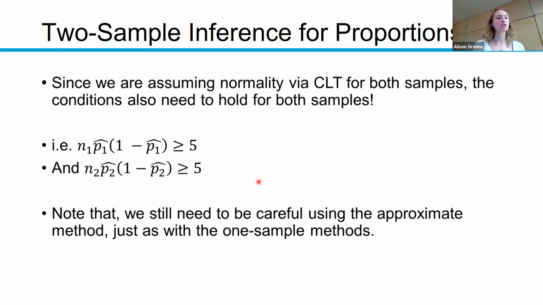Okay, two-sample inference for proportions. We're going to assume normality via the central limit theorem as long as our sample size is large enough. And then I showed you this general rule for proportions with one sample. Now we just need to make sure this rule is satisfied for both sets of our populations. We still need to be careful using appropriate methods and approximating, just as we do with the one-sample methods.